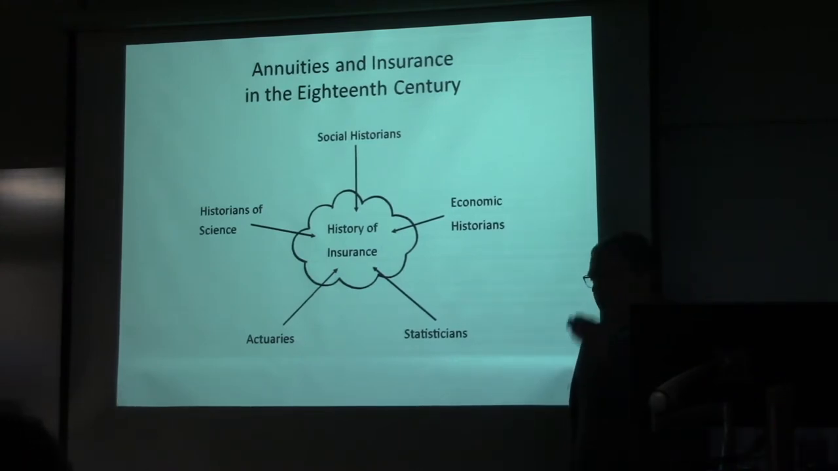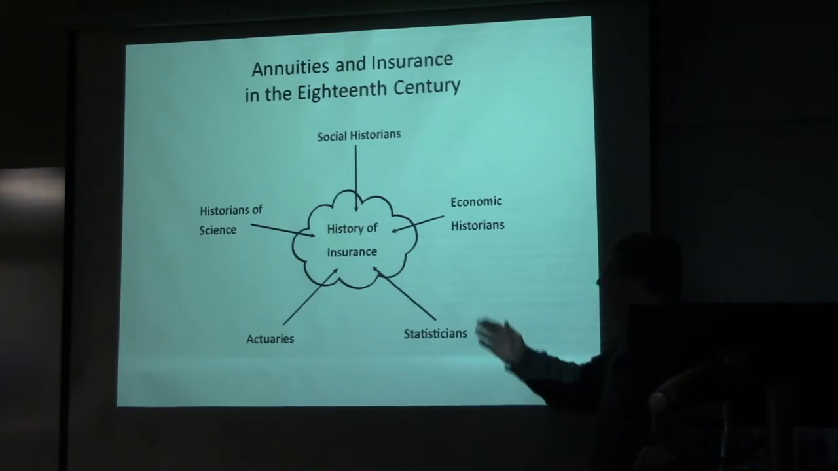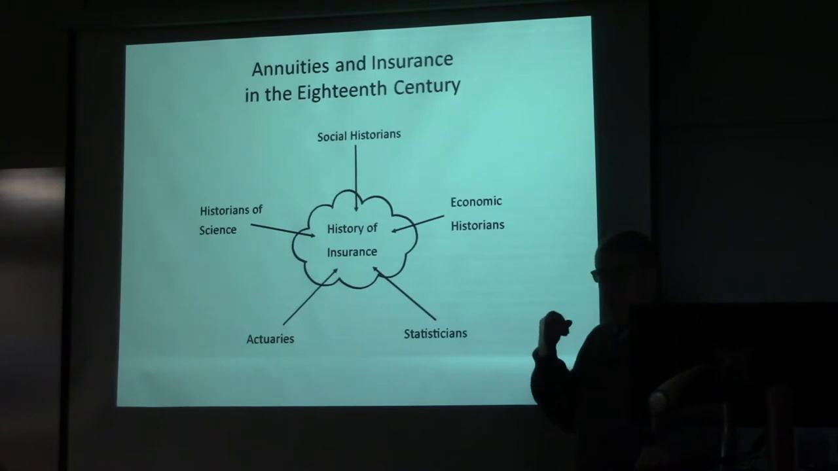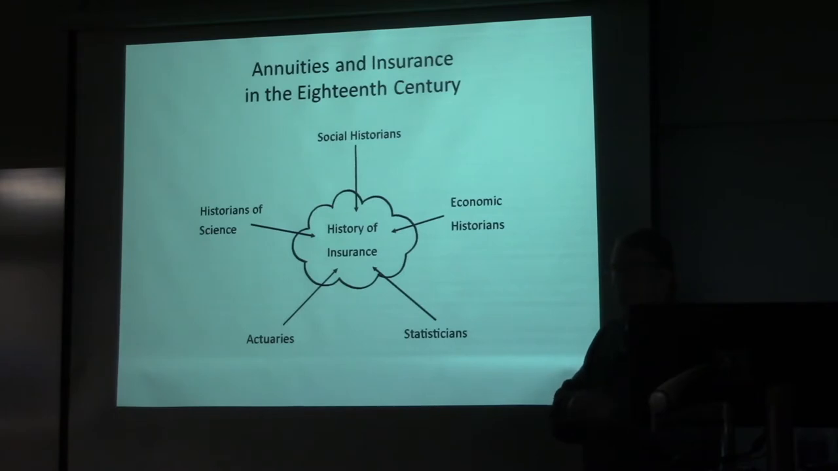what motivated me to work on this, and eventually wind up as a book, was reading Lorraine Daston's book on probability in the Enlightenment, I think it's called. And what I found in looking a little further was there are a whole number of different sets of people interested in the history of insurance or annuities insurance in 18th century Britain. Statisticians like Karl Pearson had written about it. There were actuaries writing in the 19th century, trying to prove to the general public that insurance is really based on sound scientific principles. Historians of science like Lorraine Daston have looked at it.